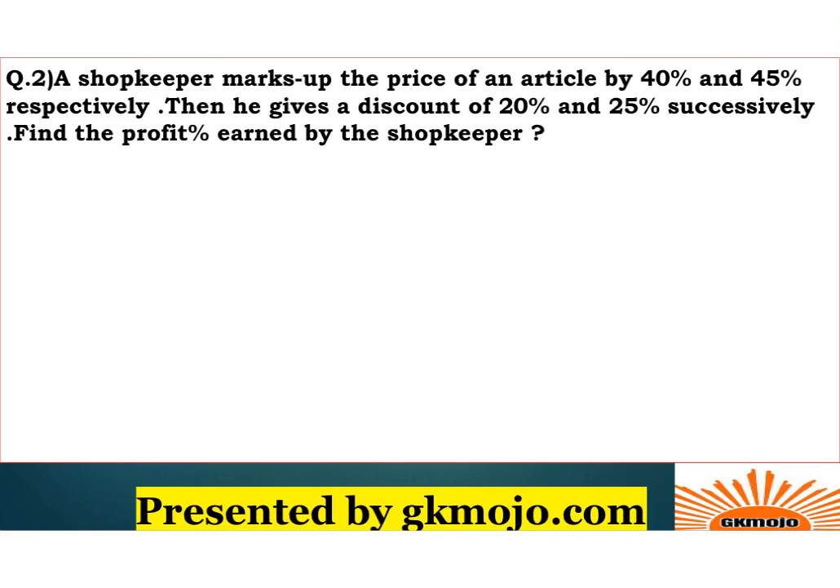A shopkeeper marks up the price of an article by 40% and 45% respectively. Then he gives a discount of 20% and 25% successively. Find the profit earned by the shopkeeper finally. First he marks up by 40% and 45%, and then he gives a successive discount of 20% and 25%. The simplest way to do this is to let the cost price be X. You'll be having a calculator for this question most probably. If not, it's still not going to take much time.